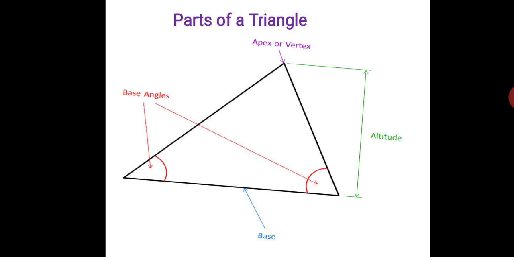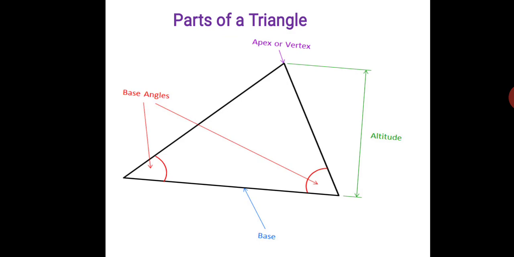We have the sides, which I didn't label here. The other 2 lines are the sides. We have the base angles. The base angles, I label them. Then the other angle I didn't label is called the vertical angle. Now you have your apex or vertex. It is the point where the 2 sides meet, called the apex or vertex.